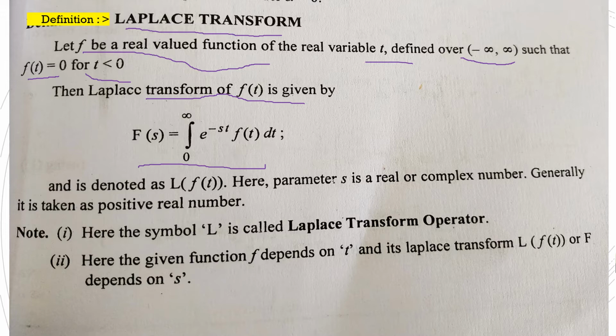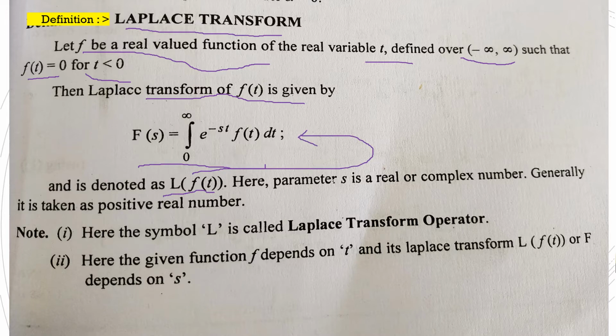Here one thing to note is that the function is 0 if t is negative. So the integral starts from 0 to infinity only. It is written as Laplace of f(t). This formula represents Laplace transformation, and this is written as L of f(t).